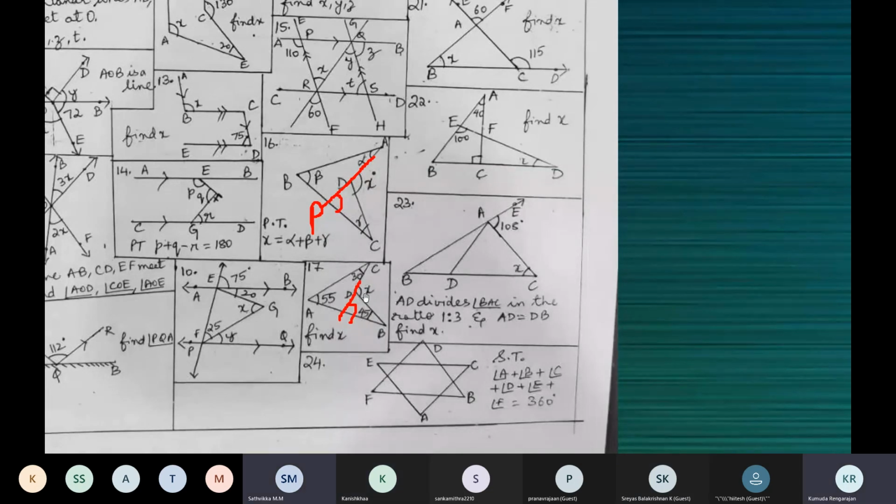Oh, this is 45 degrees. 130, ma'am. This one is 85. 55 plus 30 is equal to 85 here. 85 plus 45 is 130. X is equal to 130.